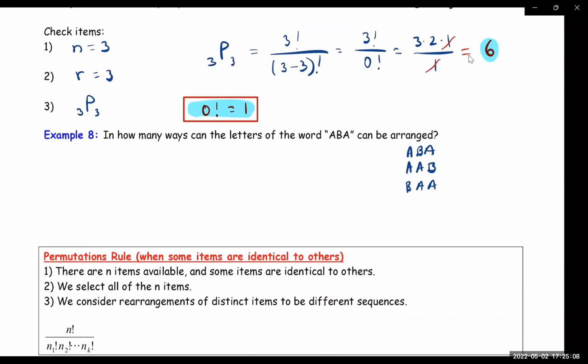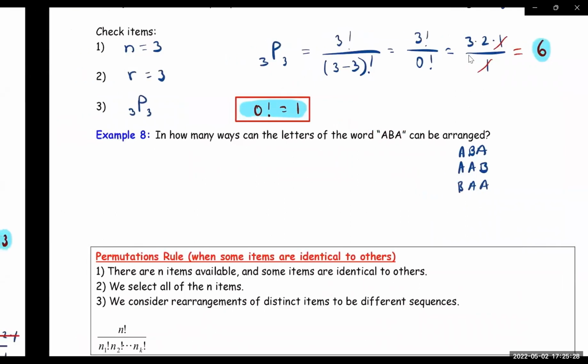Okay, so whenever you have this kind of a problem, you don't even have to think about permutation combination. This is an easier way to do a problem like this. What about BAB? B, A, B. There's only one B, and two A's.